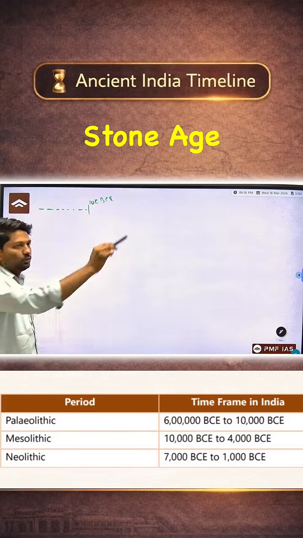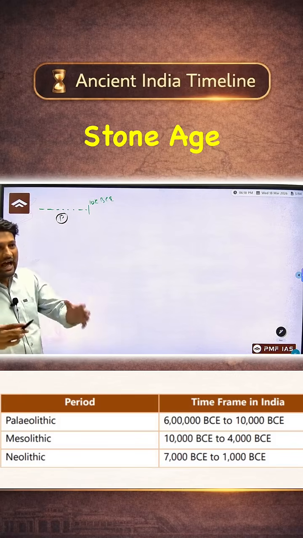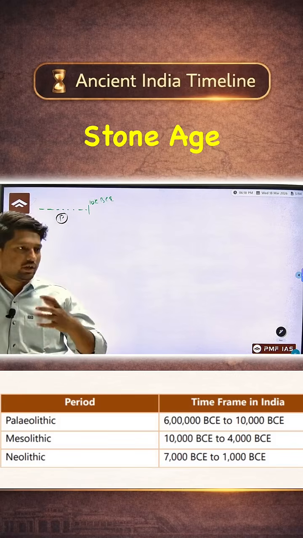From 6 lakh years to 10,000 BC, we have the Paleolithic age, which means people were dependent on large and crude stone tools. So they were not specialized stone tools.